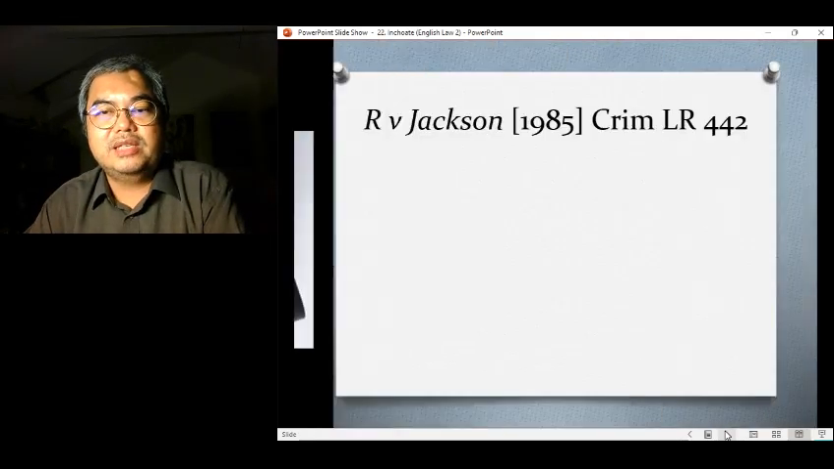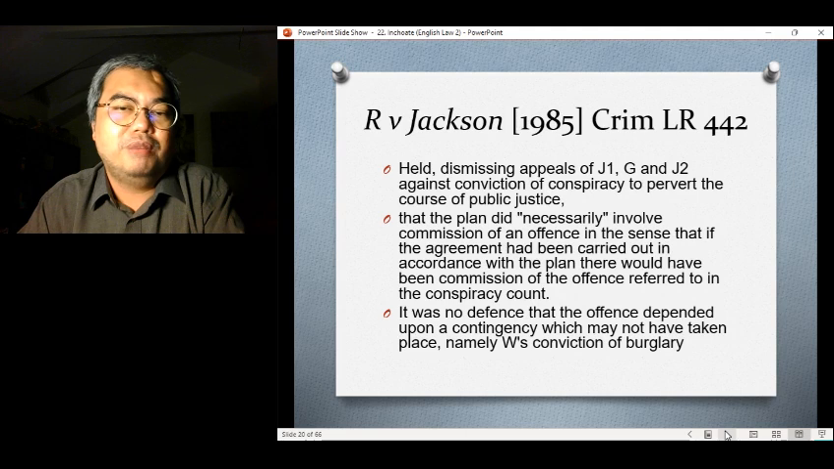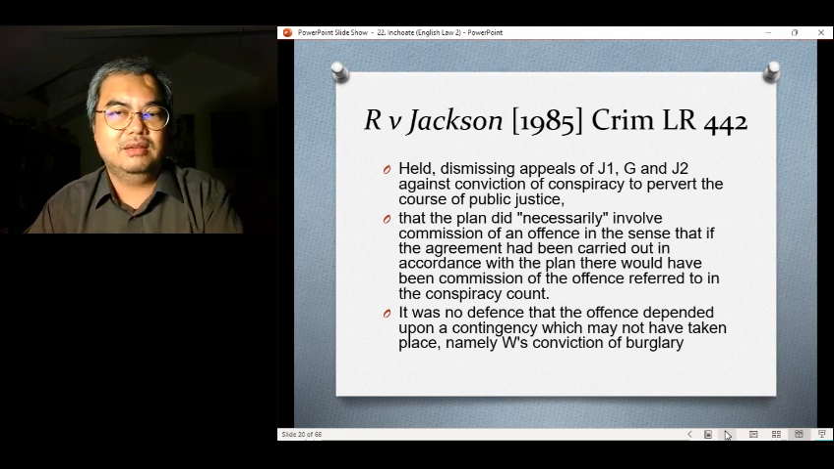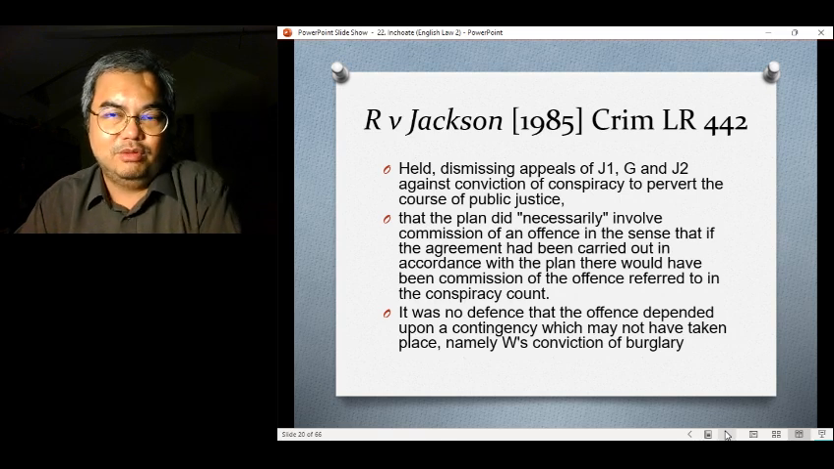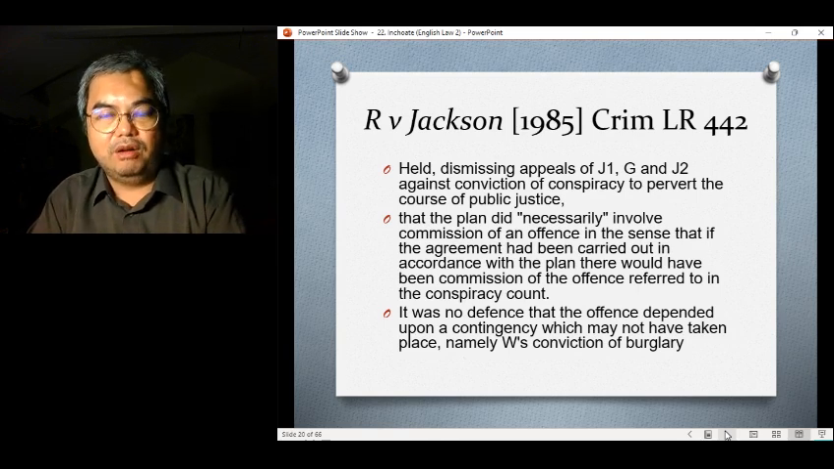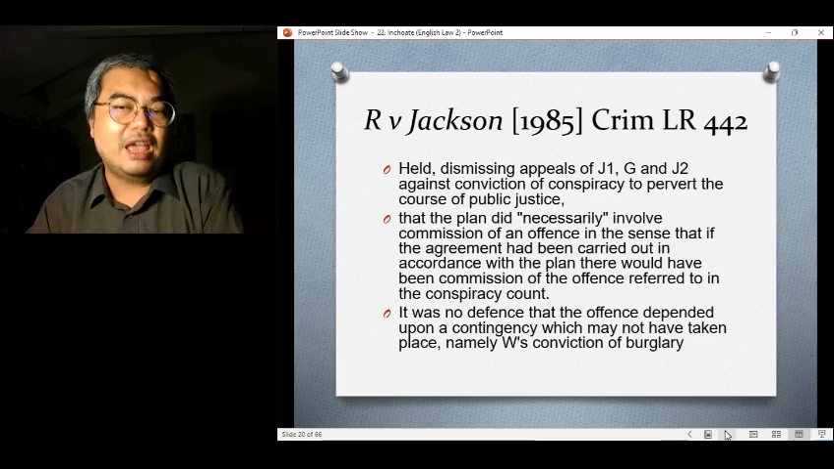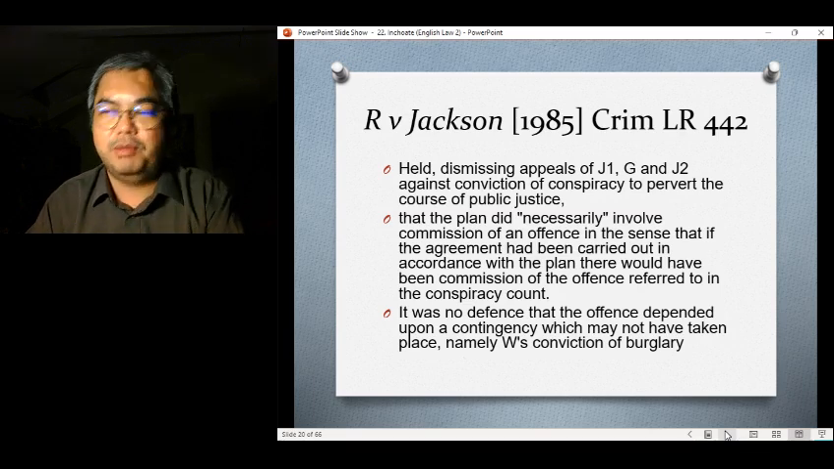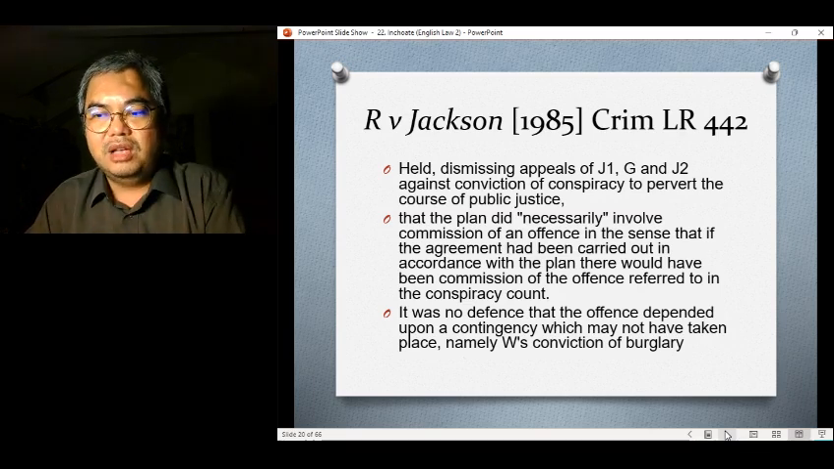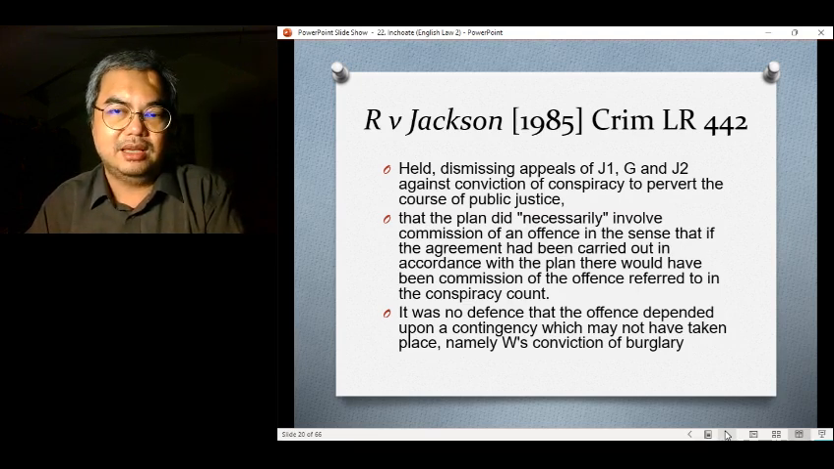In this case, the court held that they were guilty of conspiracy to pervert the course of public justice. Those who helped him, the people who shot him in the leg, were all found guilty of conspiracy to pervert the course of public justice. The court said that the plan did necessarily involve the commission of an offense, in the sense that if the agreement had been carried out in accordance with the plan, there would have been the commission of the offense, which is to pervert the course of public justice, by trying to get sympathy from the court so that the court would not impose a serious sentence.